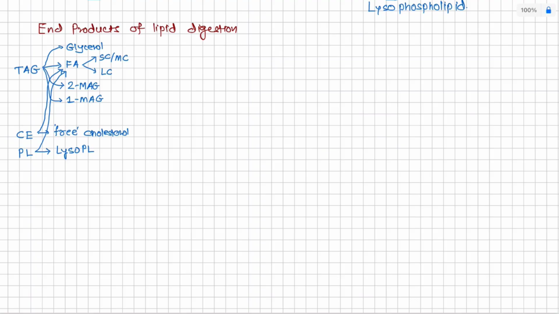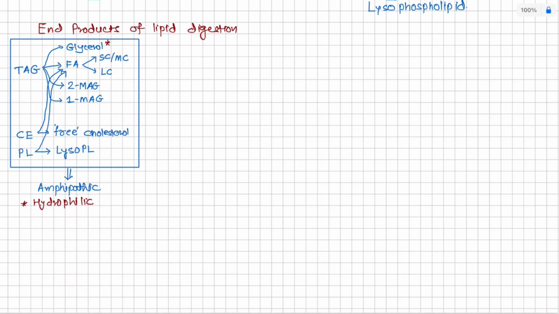Now, here is something very interesting. Most of these products are more or less amphipathic. They have both hydrophilic and hydrophobic parts. Exceptions are that glycerol is more hydrophilic, whereas most long-chain fatty acids are hydrophobic. Earlier, we had seen that bile salts are amphipathic, so they can make micelles like this, where the hydrophilic head is on the surface, whereas the hydrophobic tail remains buried in the center like this.